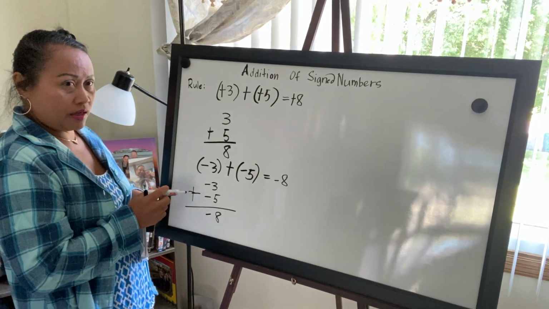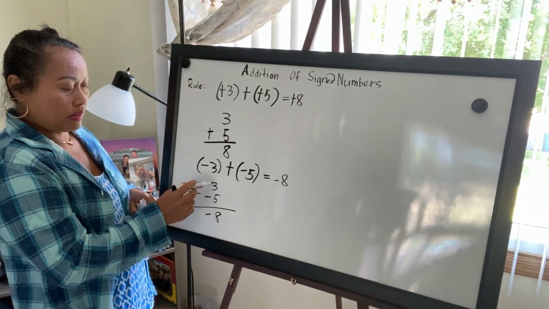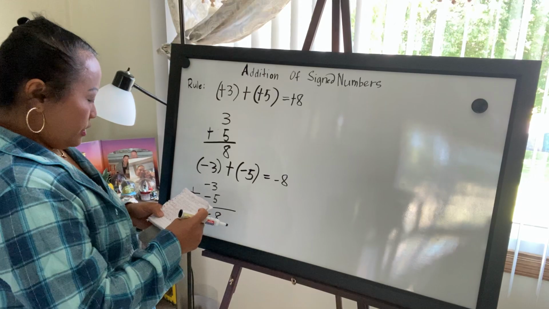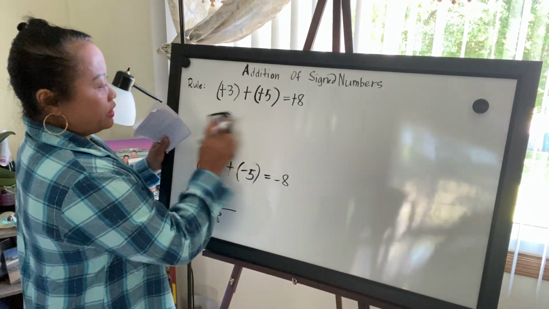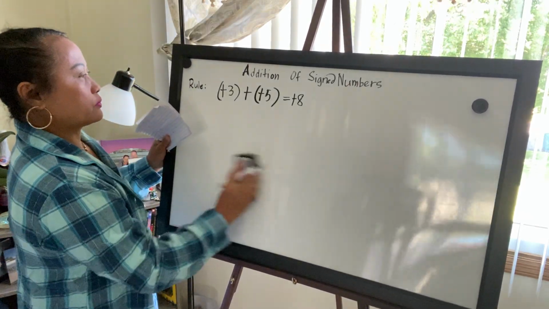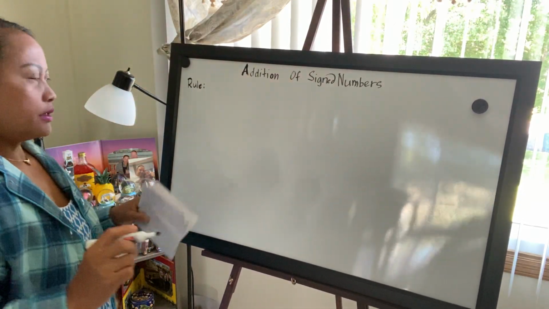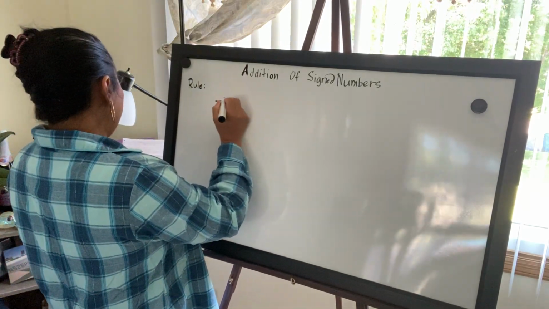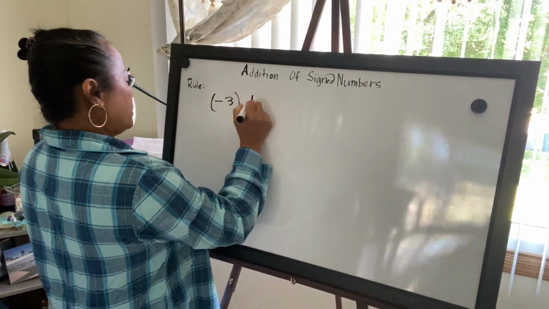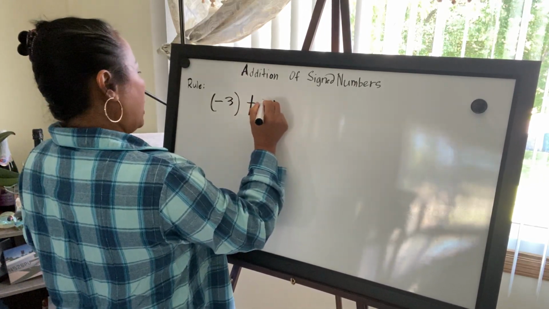In addition, adding signed numbers with the same sign, you have to add. See, we add. Okay? And then, another example. Let's say, negative 3 plus positive 5.